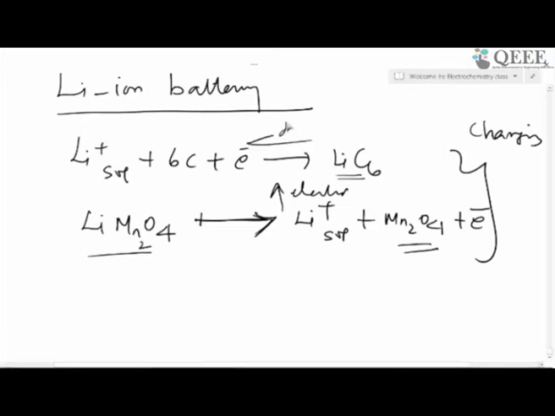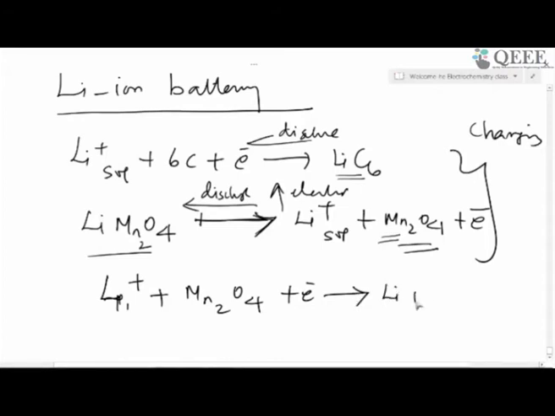What happens during discharge? During discharge, the reverse happens. LiC6 will give lithium plus electron. This is a galvanic cell, right? If I combine LiC6 with Mn2O4, that is a galvanic cell, because this will donate lithium that will intercalate into the Mn2O4 and form LiMn2O4. So if you look in detail at what happens in Mn2O4 when I add lithium, for example, Li plus Mn2O4 plus electron gives LiMn2O4.